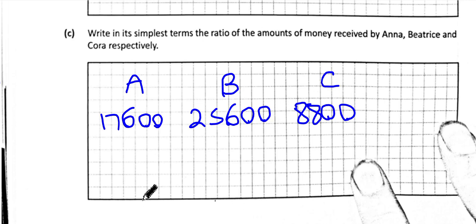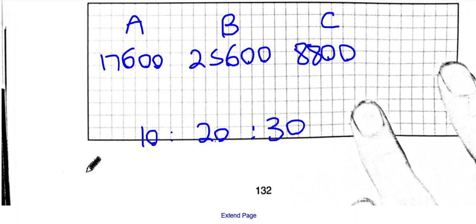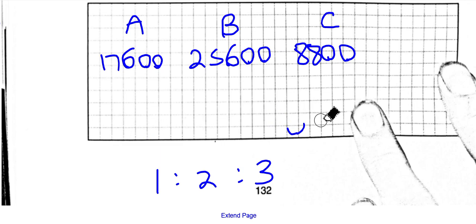If I gave you the ratio 10 is to 20 is to 30. What could you divide into all three? You could divide 10 into all three, couldn't you? And the ratio would become 1 is to 2 is to 3. Agreed? So we're going to keep dividing all three numbers until we can't divide anymore. Is that all right? Let's begin. Let's divide all of them by 100. So what happens if you divide by 100?